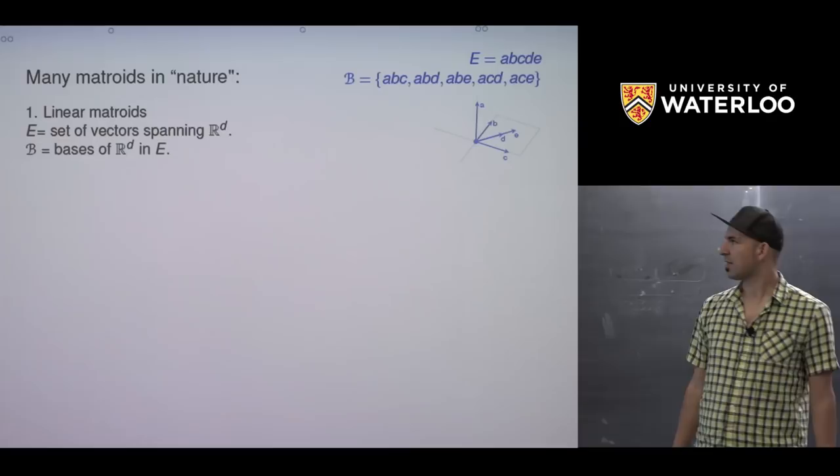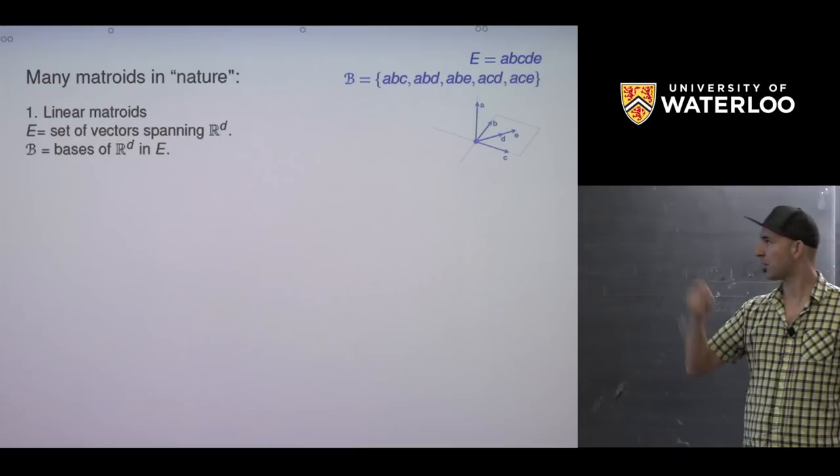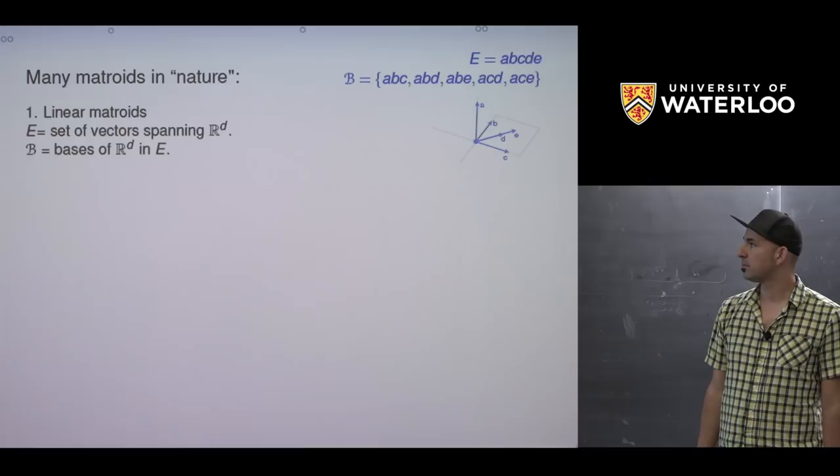So as I said, the one important family are these matroids called linear matroids that arise from starting with a set of vectors and looking at linear independence. Okay. But these are not the only matroids in nature. Because when I say nature, I mean mathematical nature.